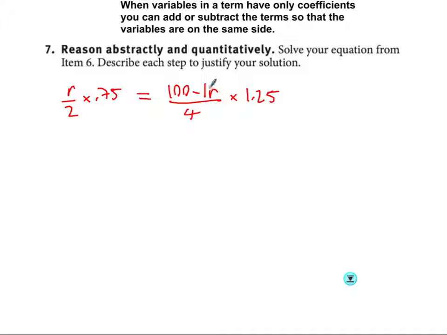So there's an invisible 1 right there, a -1. We cannot add 1r to both sides just yet because this r is a part of a fraction. So we basically can put the fraction in parentheses, and then we're multiplying that fraction by 1.25. So before we can move this r to the other side, we have to get rid of what's outside of the fraction.